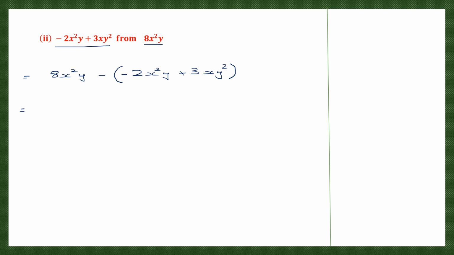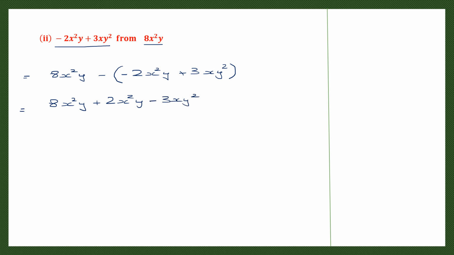So now we're going to remove the brackets. 8x square y. Now whenever you see a minus sign before brackets, remember the sign of all the terms inside will change. That means this will become plus and this will become minus. So now I'm removing the brackets and writing plus 2x square y minus 3xy square.